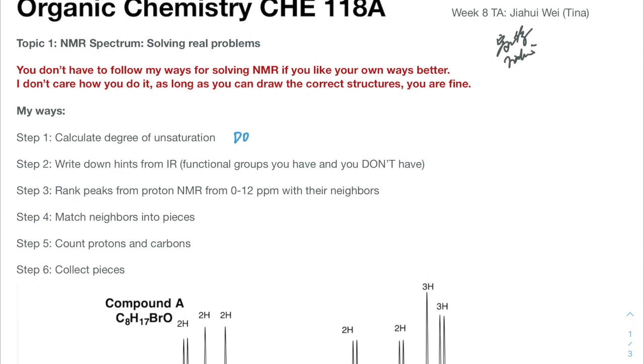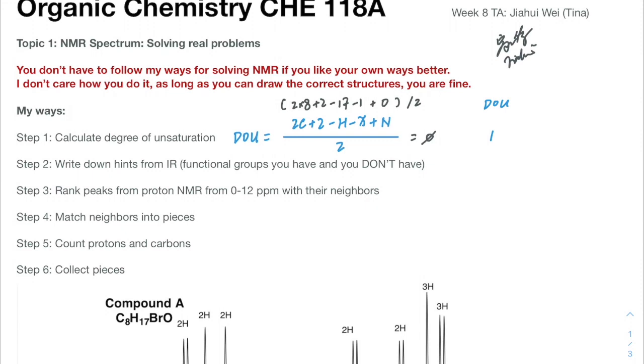Let's first start with degree of unsaturation. In our case, the formula is C8H17BrO, so let's plug in. You can tell what kind of functional group this compound has by just calculating the degree of unsaturation.